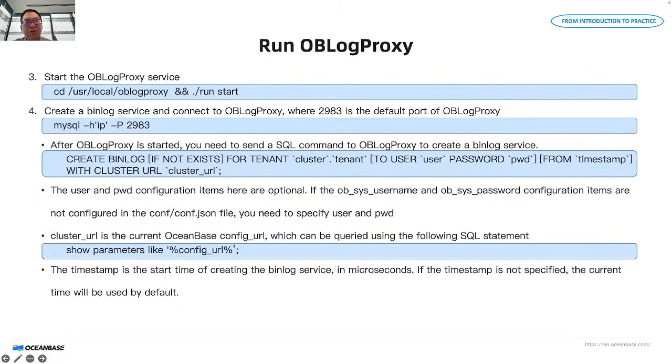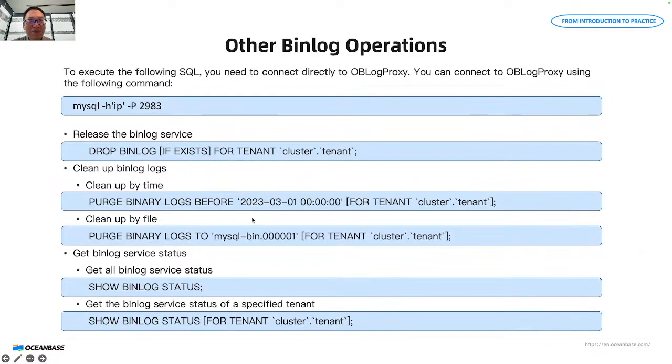The third step is to start the OB log proxy service. The first step is creating a binlog service and connecting to OB log proxy. You can see the specific steps by yourself. After that, the OB log proxy binlog mode has been created successfully. Next are other binlog operations. Here are some examples: release the binlog service, clean up the binlog, and get the binlog service status. Before executing these commands, you need to connect directly to OB log proxy.